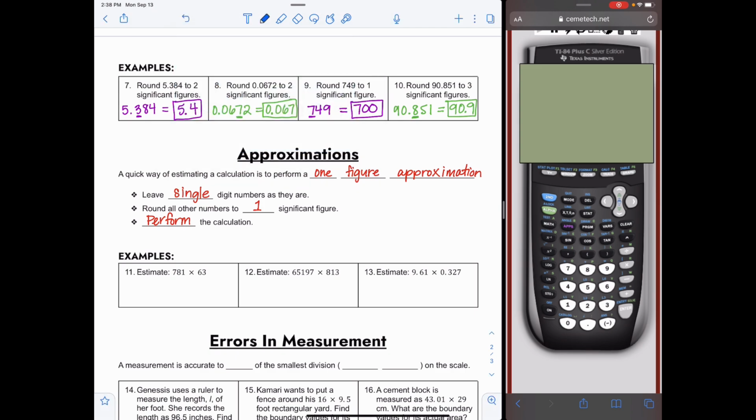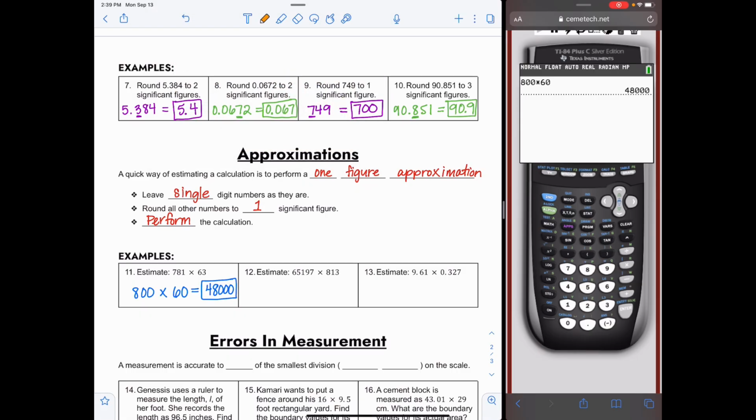So if we were to do number 11, it says estimate 781 times 63. So we have to write it as 1 figure or 1 sig fig. So 781 rounds to 800 in 1 sig fig times 63, which rounds to 60 in 1 sig fig. And if we do, of course, 800 times 60, we would get 48,000. That is my approximation.